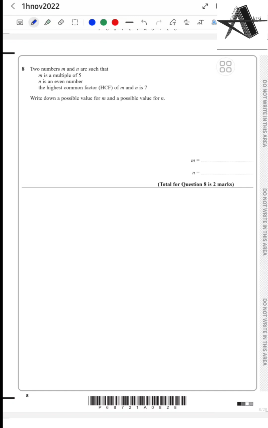That means clearly the common factor is 7. So we know HCF is what? If you take out something as common, that is your HCF. Say for example that M is a multiple of 5. Forget about this question, I'm taking a whole different scenario to explain it to you. M is a multiple of 5. Let me say my M is 15 because it's a multiple of 5, and N is an even number. Suppose I say 20.